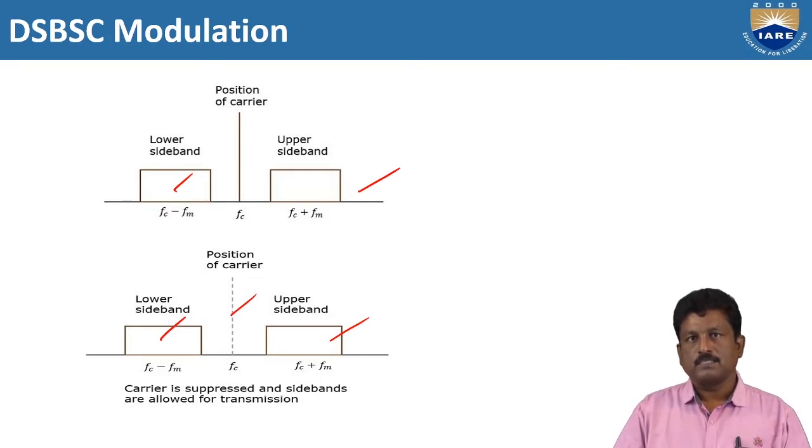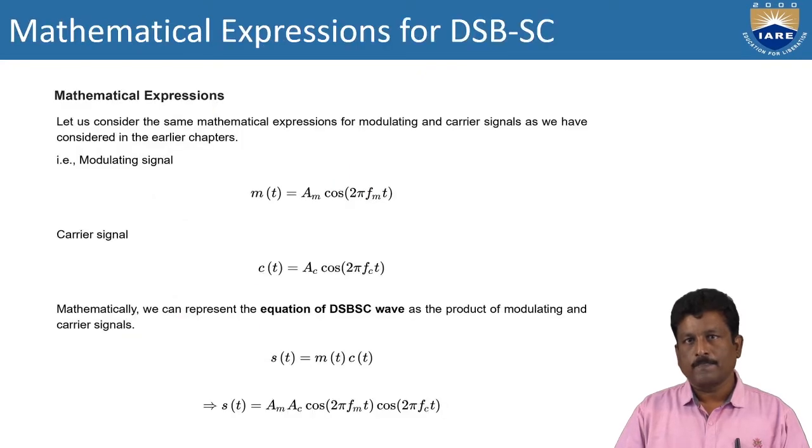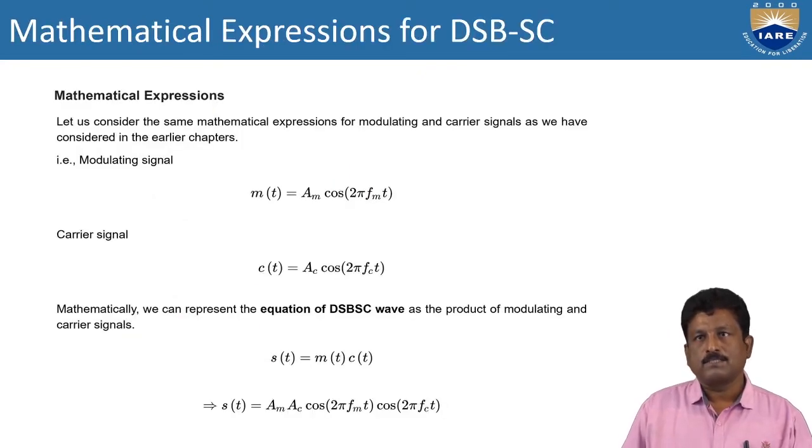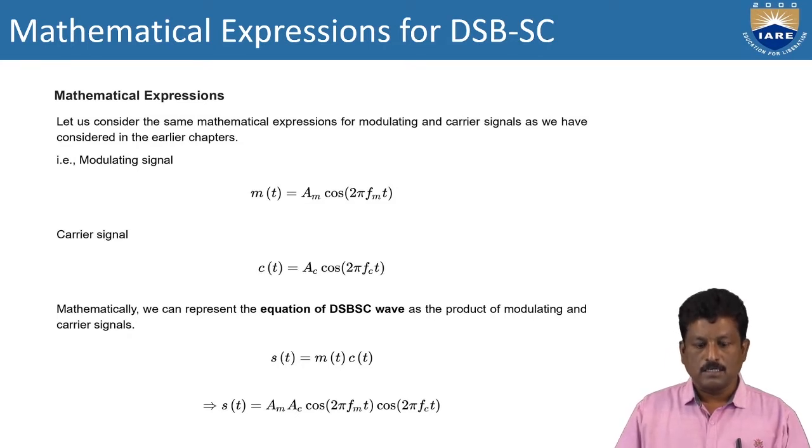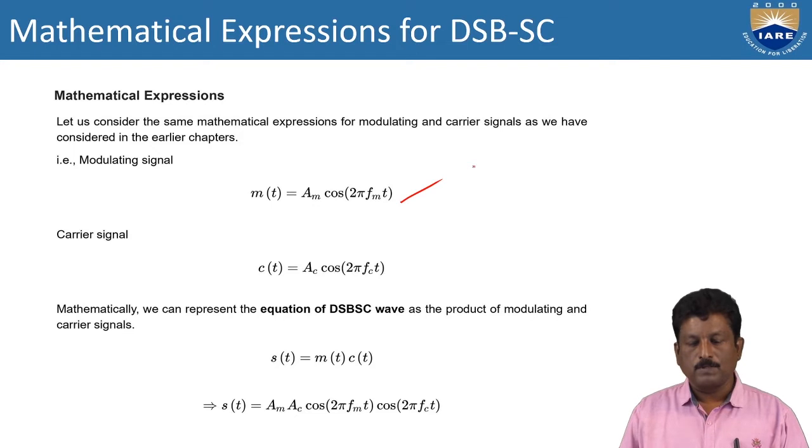That is the main point we are going to discuss in this class, the DSBSC demodulation techniques. You know the mathematical expression for the DSBSC wave, and with its help we have to retrieve the original signal m(t). m(t) is our original modulating signal, which carries the information: m(t) = Am cos 2πfmt. Whereas c(t) is the carrier signal, c(t) = Ac cos 2πfct.